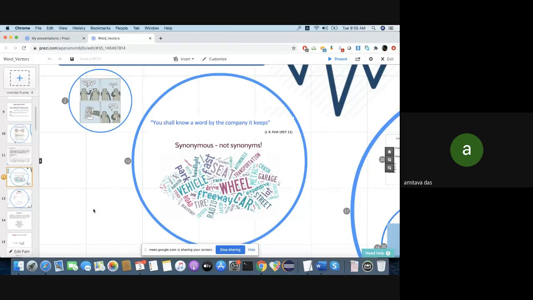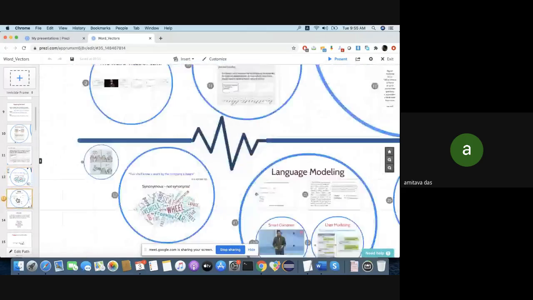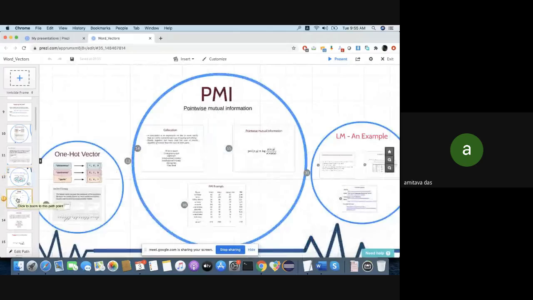Mikolov's word2vec did not come out of nothing. People started here, and there was a lot of research on this in the 2 decades that followed. Then word2vec actually came out. Before jumping into word2vec, let me very quickly show you the milestones of distributional semantics, and then I'll jump into word2vec, and you will be able to comprehend word2vec much better.